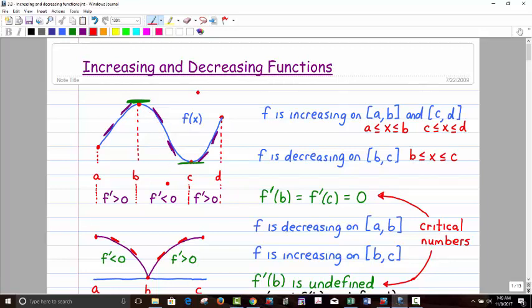So we answer these questions based on intervals of x, but it's actually determined by what y is doing, f of x. In other words, for this particular function, you can say that f of x is increasing across the interval from a to b, then we have from b to c, and then from c to d would be an increasing interval.